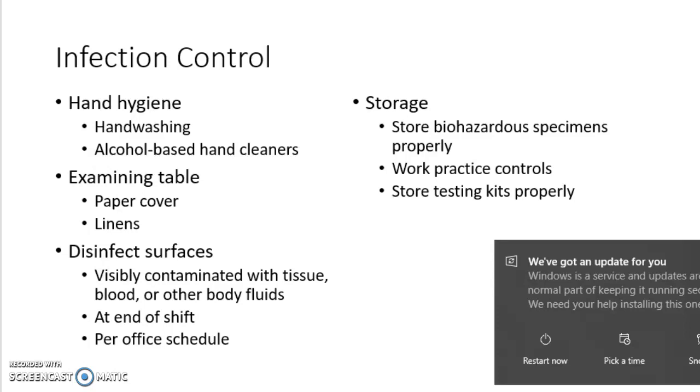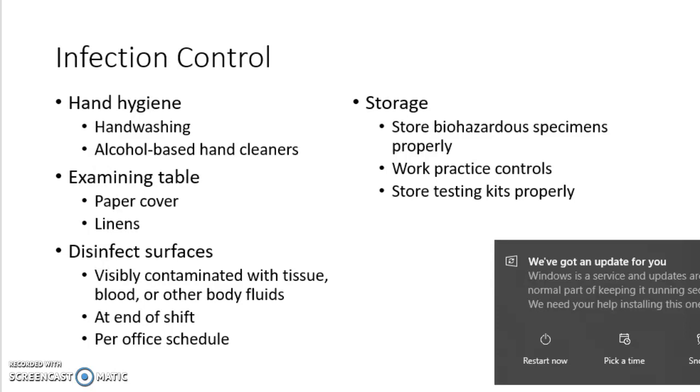Okay. Disinfecting surfaces. Once again, there is a table on page 179 that talks about the different disinfectants. Any surface that is visibly contaminated with tissue, blood, or other body fluids needs to be disinfected at that given time. You're generally going to do it at the beginning of a shift and the end of a shift, but anytime there's visibly contaminated tissue, blood, or other body fluids, you must completely disinfect that surface. You'll have to go by what your office schedule is, but that's very important.